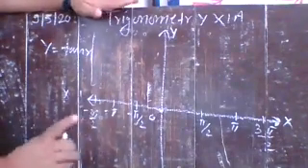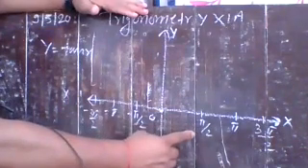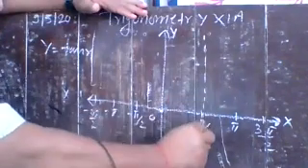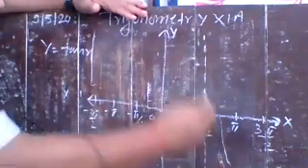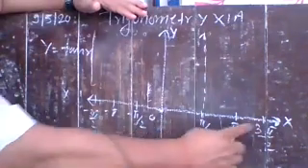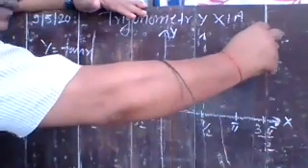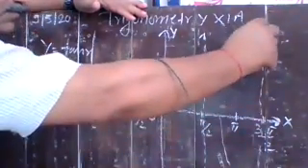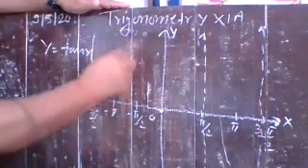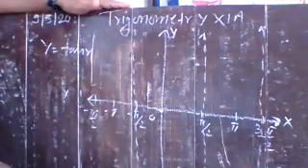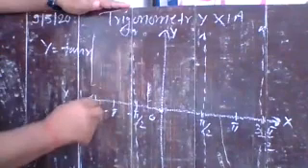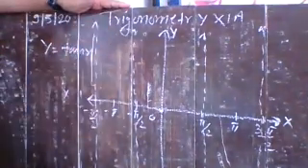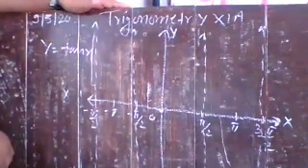And you already know at pi by 2, tan is not defined. So at this pi by 2 point, you draw a vertical dotted line, which is parallel to the y-axis. In the same way, it is not defined at 3 pi by 2, so you also draw a line parallel to the y-axis, and in the same way at minus pi by 2 and at minus 3 pi by 2. Here you draw a line parallel to the y-axis.